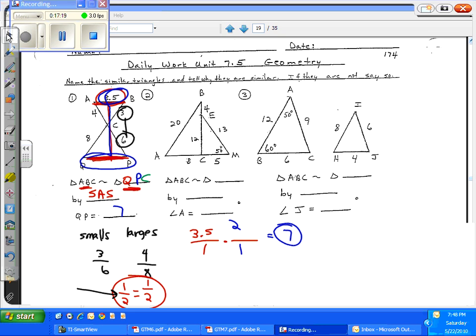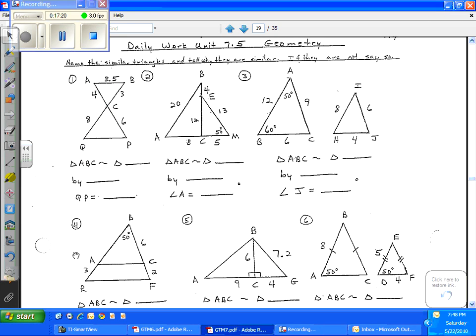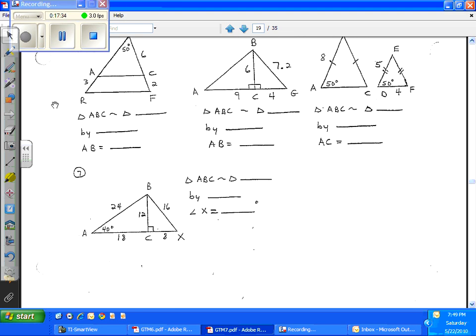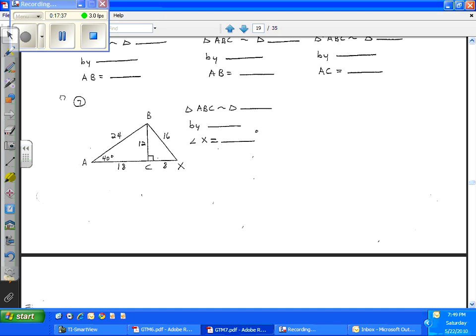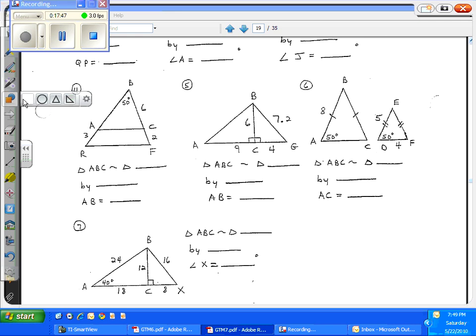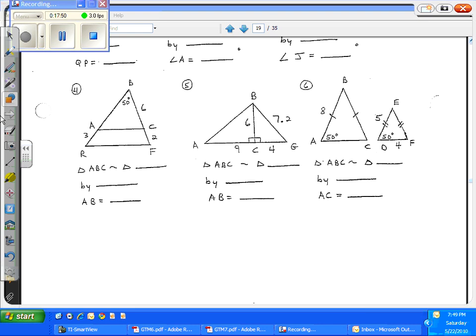Okay. Let's see. Let's take a look at number 7. Let's just do number 4. Let's do number 4. I started to do it, and I backed out. Number 7's in the back of the book. We'll do an even one for you. How's that? All right. Are they similar?